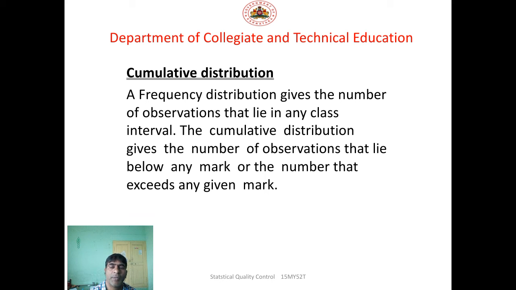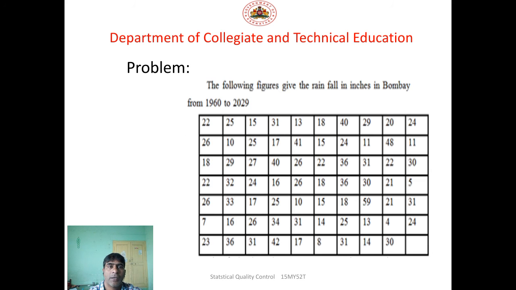So the class interval will be less than a certain number. We'll be calculating the frequency for less than a certain number, and one more thing, we'll be calculating the frequency for greater than a certain number. Like that we are dividing this distribution into two groups, one less than a certain mark and one that exceeds that given mark. So we are having these two parts in this cumulative distribution, less than and greater than mark. We will take an example and see this cumulative distribution.